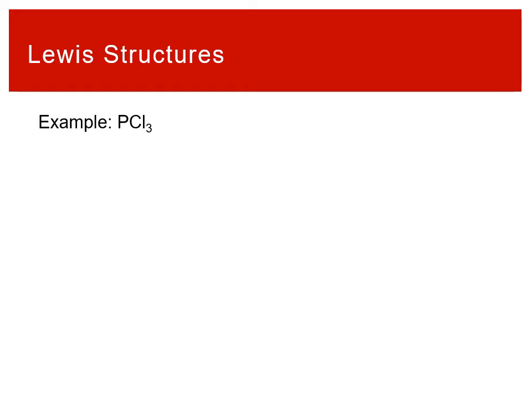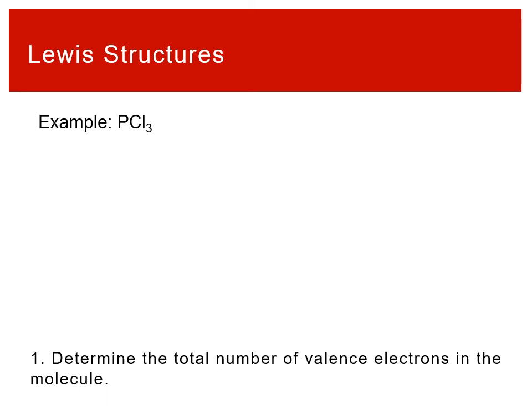PCl3. The one important part that we did walk through was getting that total number of valence electrons. This is always the most important step for determining a Lewis structure. Like we said before, if that Lewis structure doesn't have the right number of valence electrons, it's wrong, right? You haven't accounted for where everything goes because you don't have the right number of electrons. You can't have the right bonding pattern.